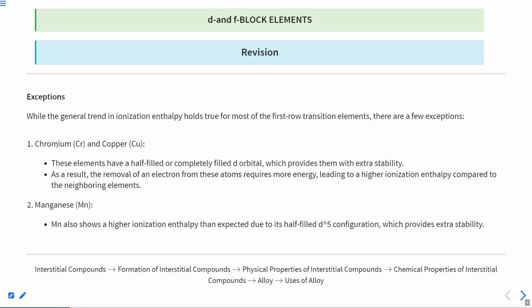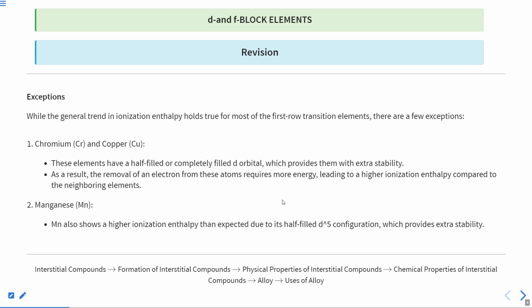Now, talking about exceptions, again, we have exceptions here. While the general trend of ionization enthalpy holds for most of the first series elements, there are exceptions. First of all, the exception is between chromium and copper. If you see the electronic configuration, they have half filled and fully filled d orbitals. Chromium is half filled and copper is fully filled, which provides them extra stability. So for that reason, the removal of an electron from these atoms requires more energy, leading to a higher ionization energy compared to the neighboring elements.